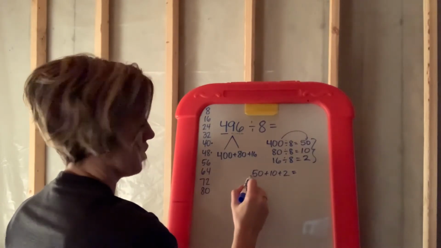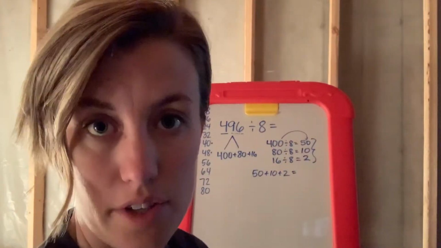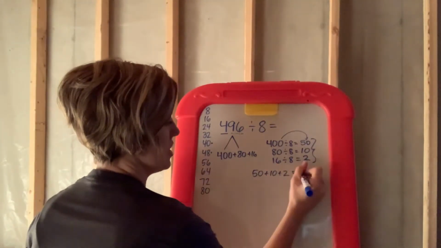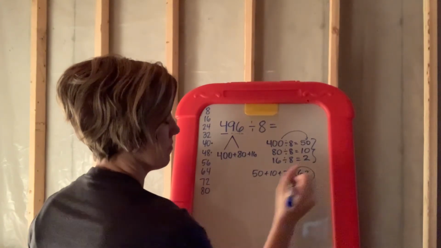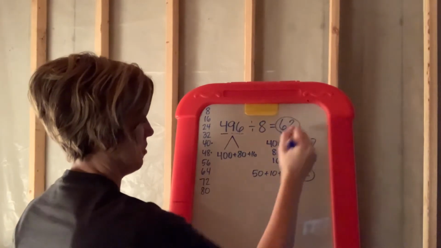Okay. We're going to do 50 plus 10 plus 2. Sorry, I have to go take care of my baby, so I'm going to wrap this up. 50 plus 10 plus 2 equals 62. And so we're going to put our answer up here, and we're going to circle it.